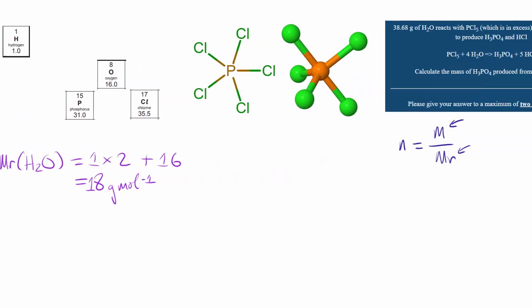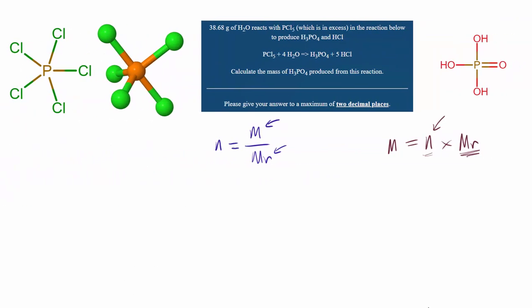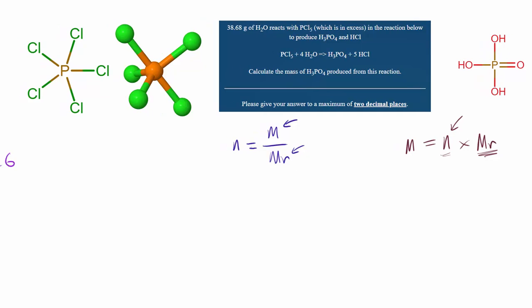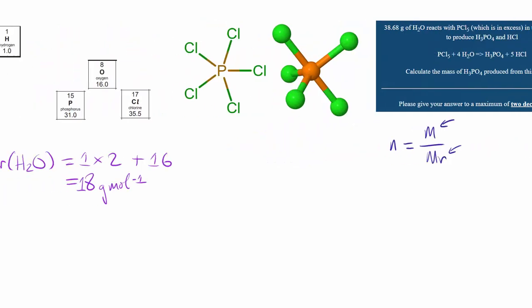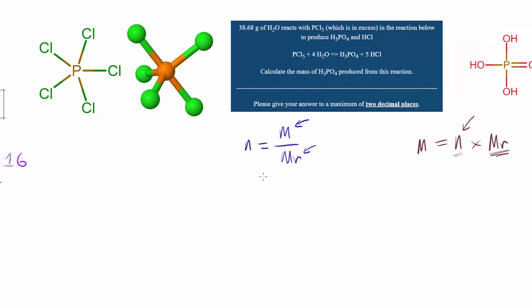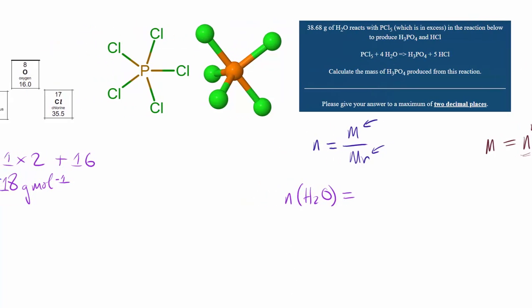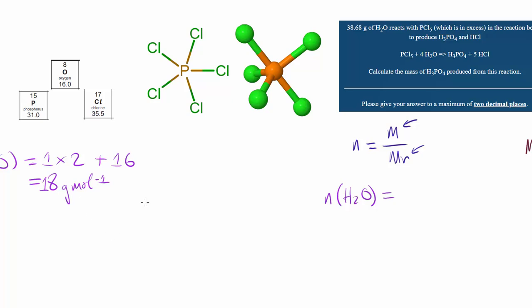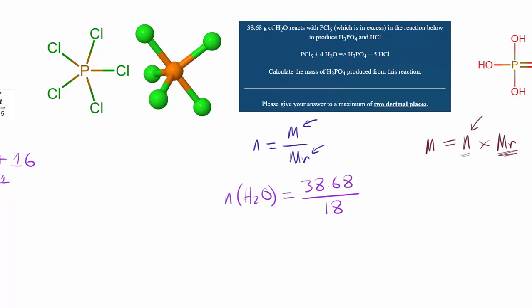Now, on the other hand, we already have the mass of H₂O, right? So we just need to take that molar mass and use it with the mass. So therefore, to make things clear, I'm going to write moles of H₂O is equal to, right? Basically, we need to combine the 38.68 with the 18. So 38.68 divided by 18, okay?